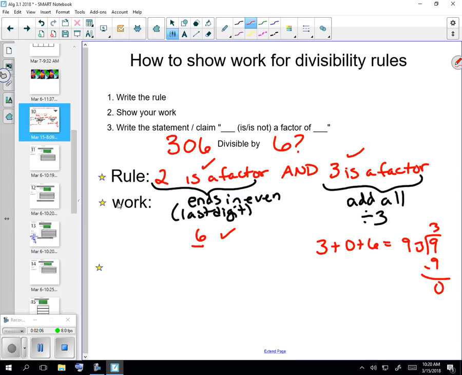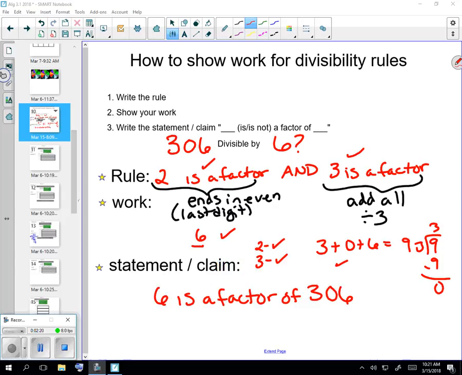If you have a nice chart, then it's really easy to look back at your rules. 2 was a factor, 3 was a factor, as these videos have shown. Then we get to write our statement or claim. 6 is a factor of 306. Let's look at another one.